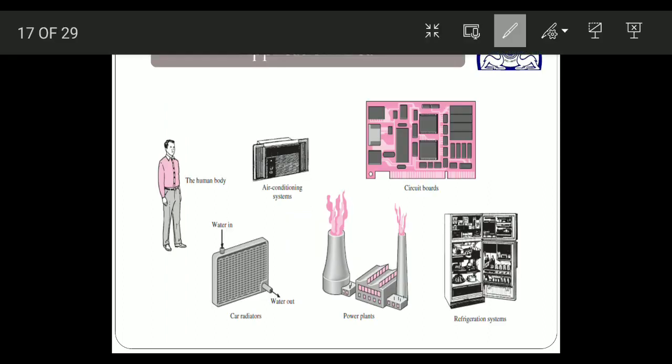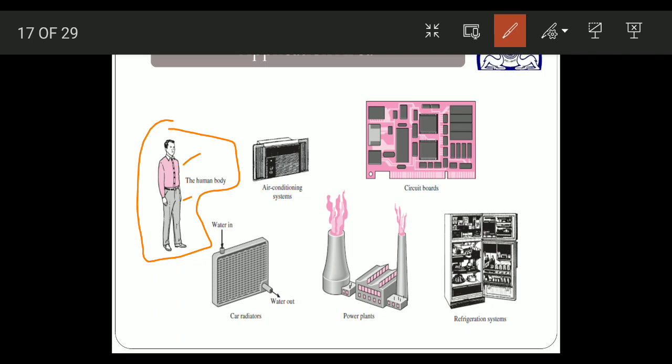Now let us see application areas first. Now this is the human body. This human body acts as a good example of heat transfer. So we wear clothes. Why do we wear different types of clothes in winter season and different types of clothes in summer season? Because the temperature conditions, or the temperature gradients, in different seasons are different, and accordingly we have to wear the clothes.